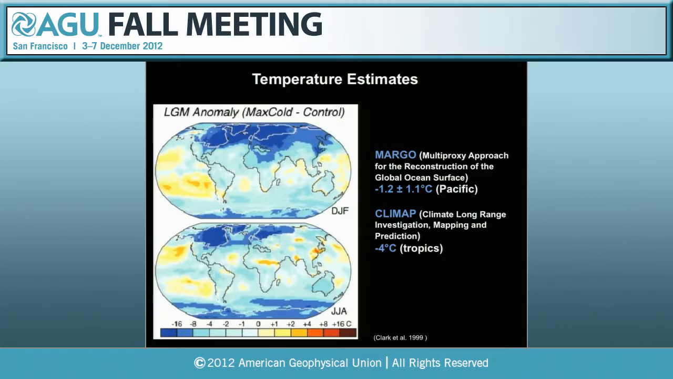The MARGO project suggests a mean annual cooling during the LGM of around 1.1 plus minus 1.1 degrees C, which is a very low estimate of temperature differences between the modern and the LGM, and that accounts for the tropical Pacific. And that is in very strong contrast to a cooling of around 4 degrees C for the tropics that has been suggested from the ClimeMap project.